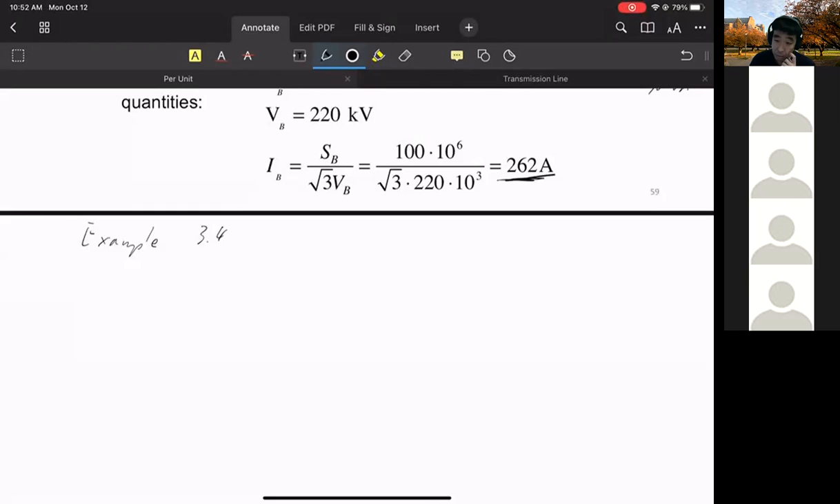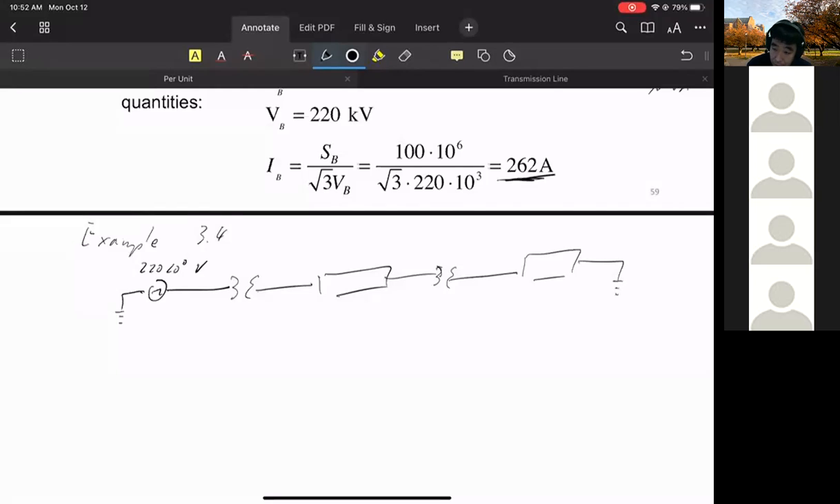Let's do example 3.4, which I completely messed up at the beginning of the class. So as a redo, basically I copied the wrong figure. Okay, so now this is the correct figure we're going to look at. The SI unit figure, this is 20 volts. We have a generator connected through a transformer to a transmission line, which has some impedance, connected to another transformer. Then we have the other side, the load.